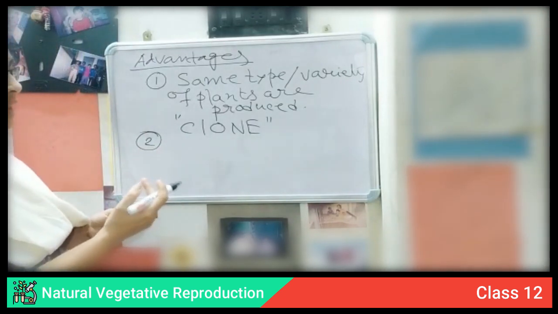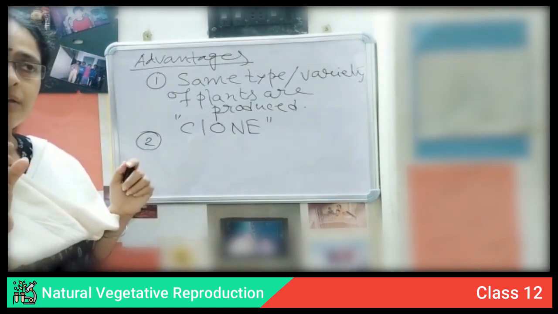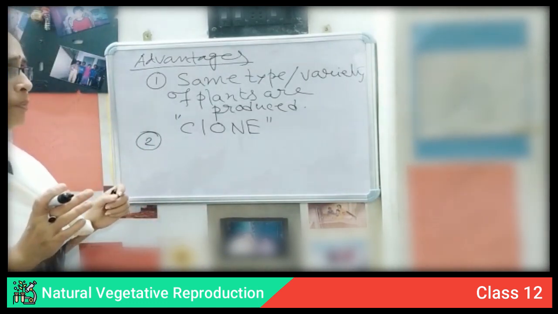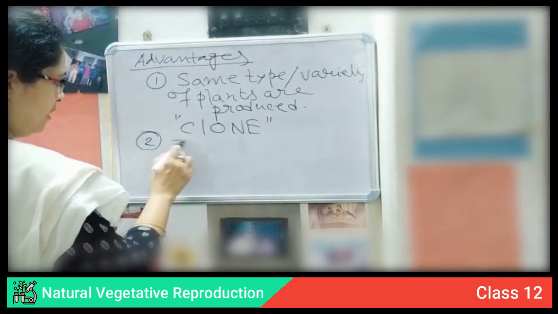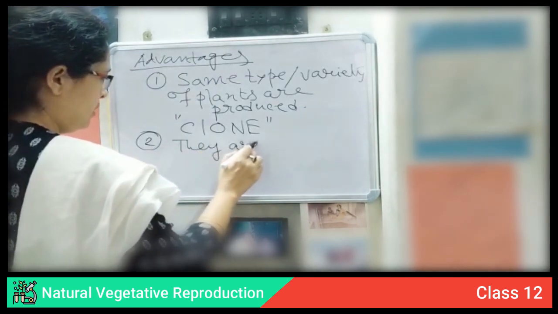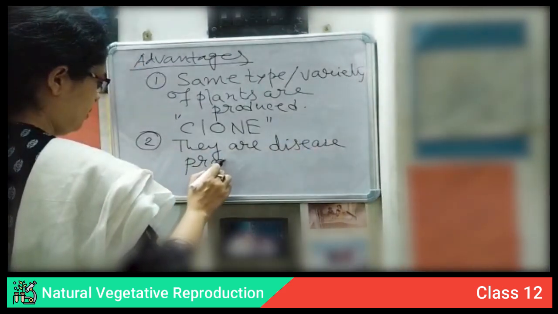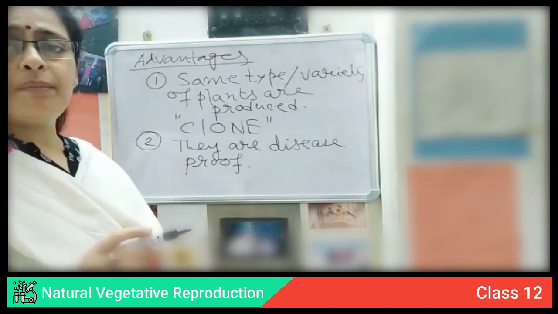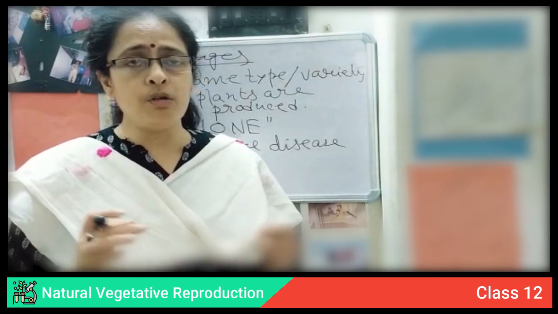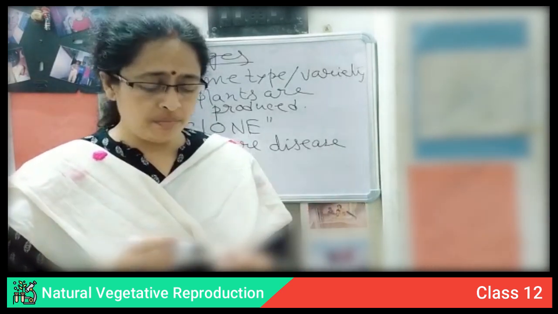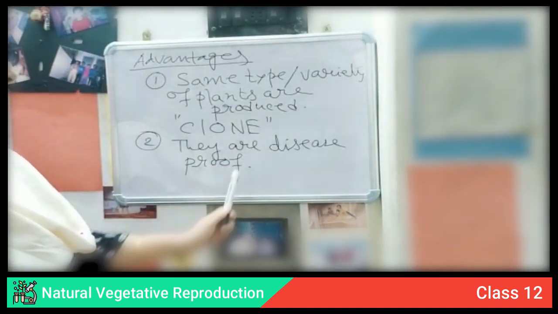If we take the same variety, we choose the right type of plant, or we choose the plant as we like, so they are disease proof. Because we choose a right plant, we choose a fresh plant part, so no virus or bacteria can attack. Okay, these are the two main advantages: clone, same type of plant variety, and they are disease proof.